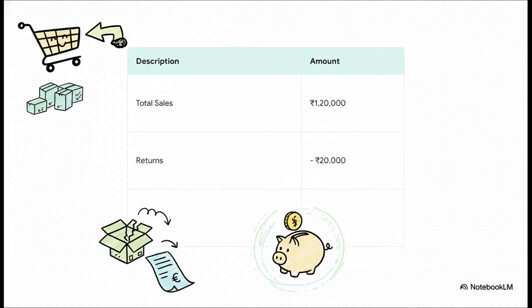Now, what about returns? This is super important. Rule 4 is about handling them correctly using something called credit notes. Let's say you had total sales of $1,20,000, but customers returned $20,000 worth of stuff. You shouldn't have to pay tax on that full amount. You issue credit notes for those returns, and your final taxable value in GSTR-1 drops to $1 lakh. This directly saves you cash.